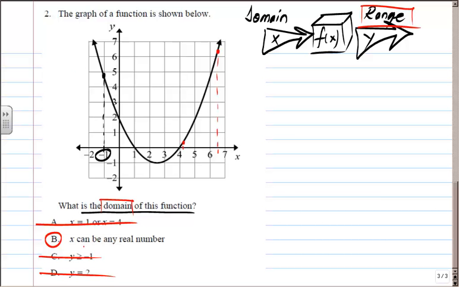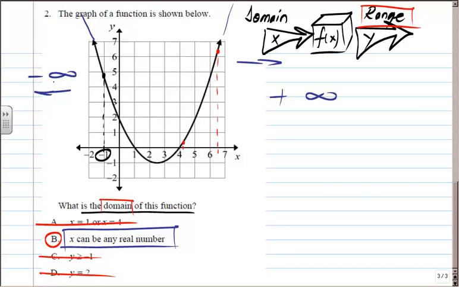And B says x can be any real number. Well, looking at your graph here, this graph extends forever in both directions. Will go forever to the positive infinity, will go forever to the negative infinity. And there is no restriction whatsoever. You can put in this function whatever x you want, and that's why the correct answer for this problem will be B. Your x could be any number, any real number, any number placed on your x-axis.